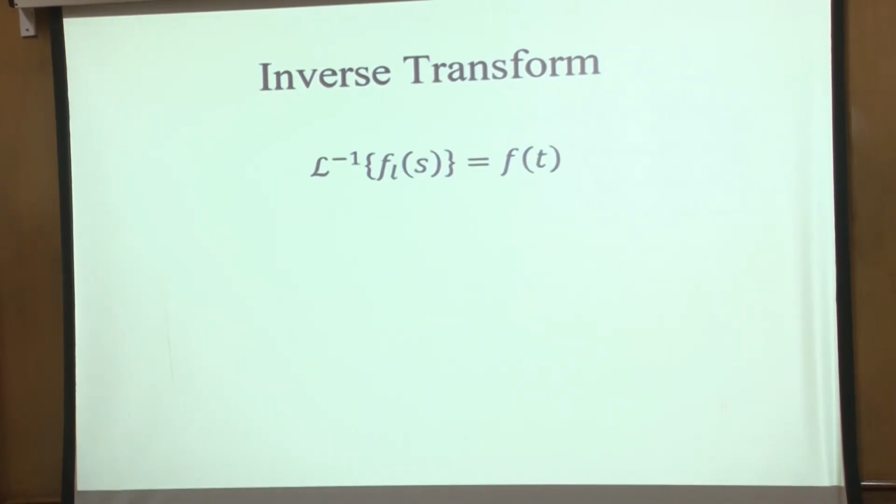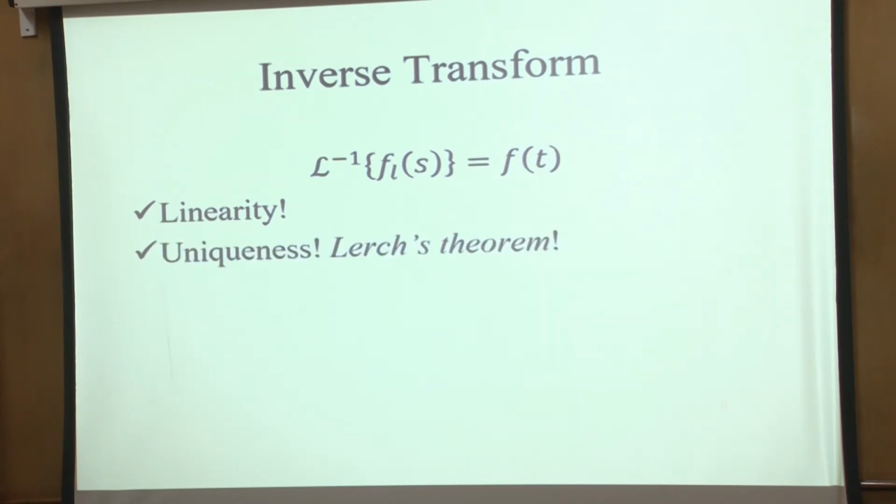Basically, this is the definition. It has to be a one-to-one mapping, but it's not so, because of the definition itself. Linearity, of course: because a transform is linear, the inverse is also linear. But is it unique? There is something called the Lerch theorem. Is anybody familiar with that?